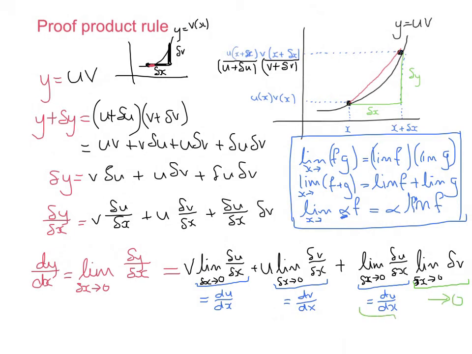And then when you times these two together, you've got du by dx but times 0. So this bit equals 0. And what we're left with is the product rule.